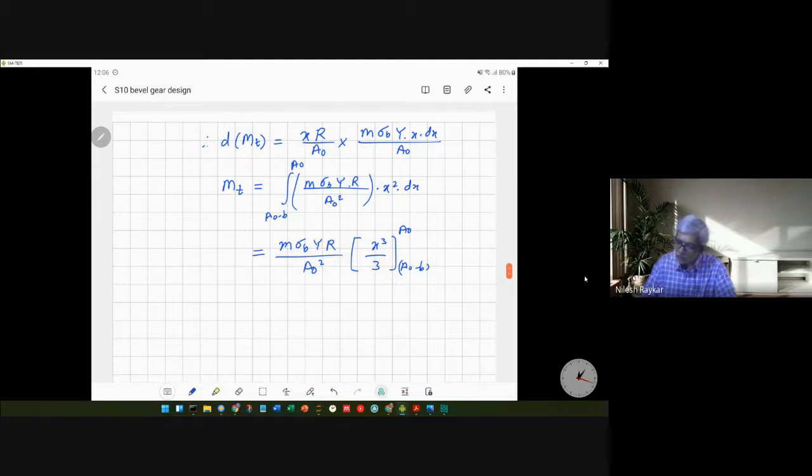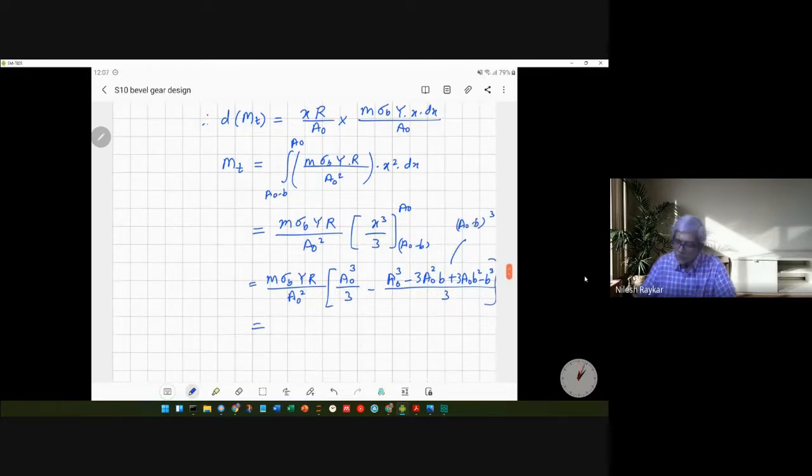So this would be equal to m sigma b y r a naught square in the bracket a naught cubed by 3 minus, so it will be a naught minus b the whole cube by 3. So a naught minus b whole cube can be written as a naught cube minus 3 a naught square b plus 3 a naught b square minus b cube divided by 3. So this is nothing but a naught minus b the whole cube.